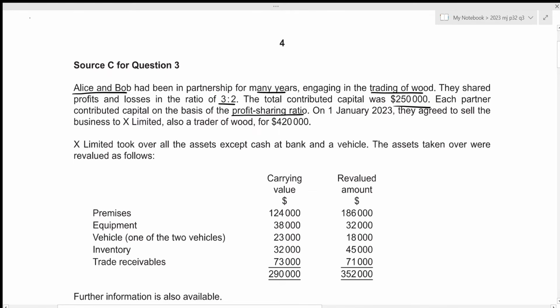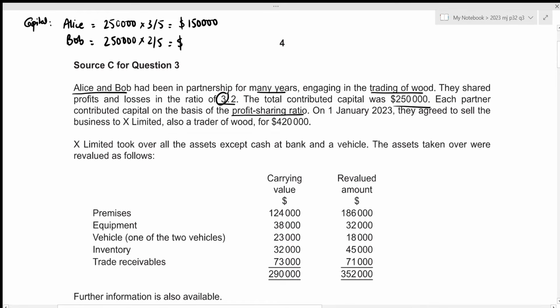So first of all, let's figure out the capital for our partners. For Alice, that is just going to be our total contributed capital of 250,000. And it is based on the profit sharing ratio. For Alice, that will be 3 out of 5 parts. So multiplied by 3 divided by 5. This gives the capital for Alice to have the amount of 150,000. We repeat the same process for Bob. That will be 250,000 and his profit sharing ratio is 2 out of 5 parts, which gives Bob's capital to be 100,000.